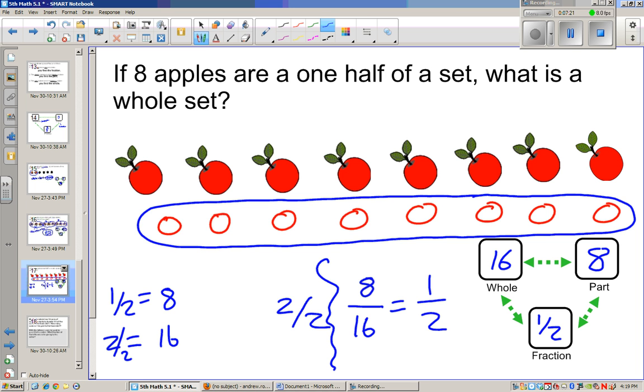Well, let's see if we can divide the top and bottom by something and make 1/2. If we divide the top and the bottom by 8, I bet we can make it into 1/2. 8 divided by 8 equals 1. 16 divided by 8 equals 2. So 8/16 and 1/2 are equal.